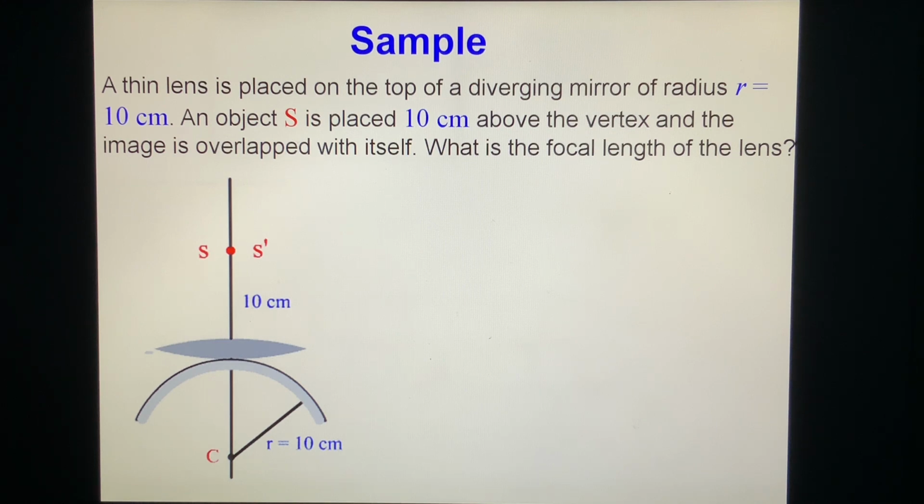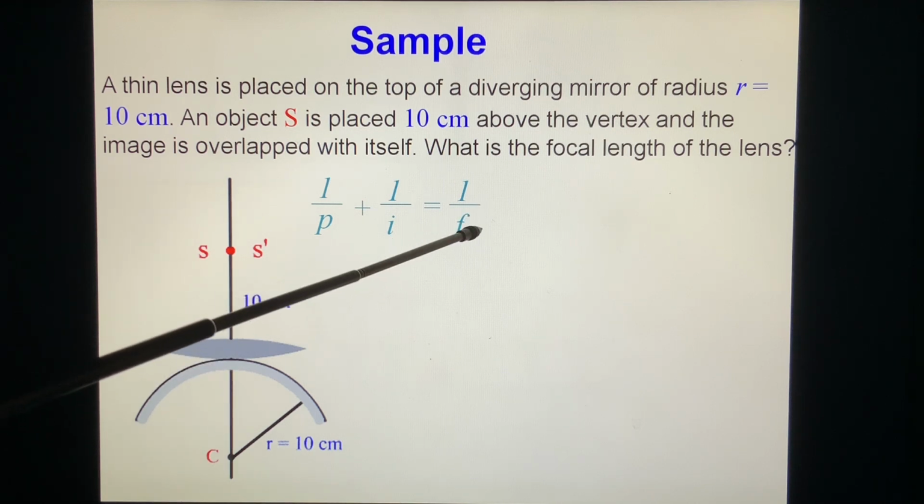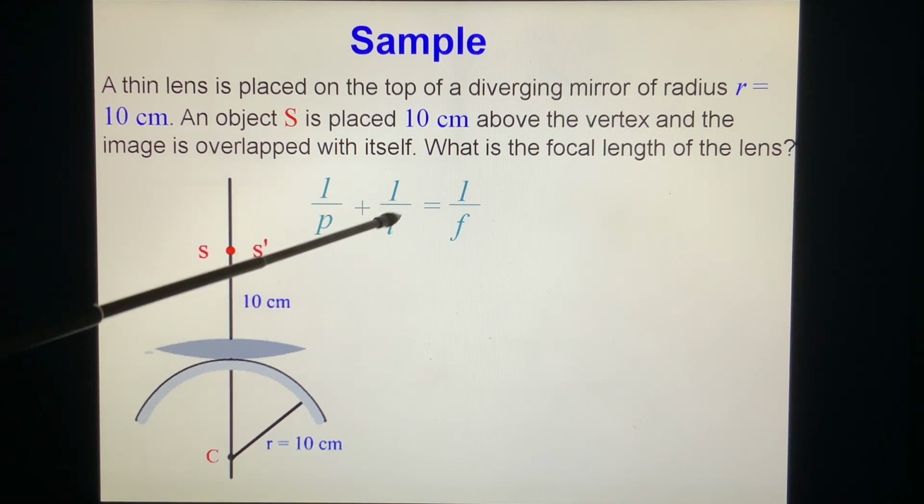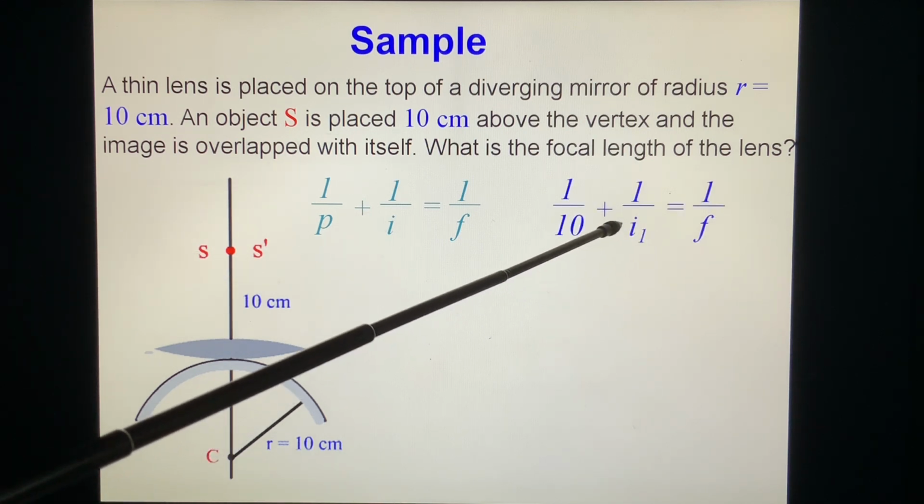Now let's see how many processes the light went through. First, it goes through the lens, and then it reflects by the mirror. And the light comes back, goes through the lens again. So we get an image. So altogether, we should see 3 processes. Lens, mirror, lens again. Let's analyze one by one. For this lens, okay, we don't know the F, but we know the P is 10 centimeter. We don't know the I. So we can find I1, okay?